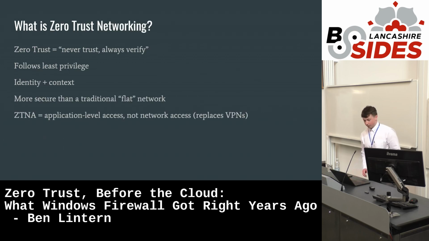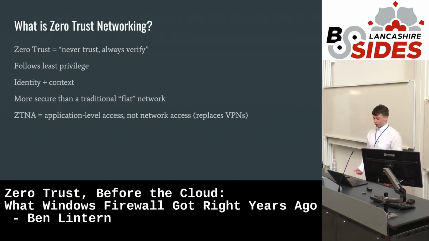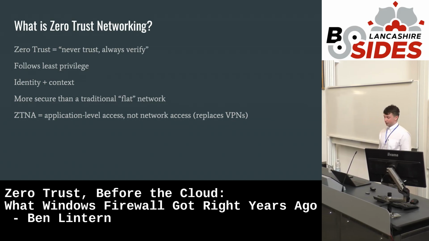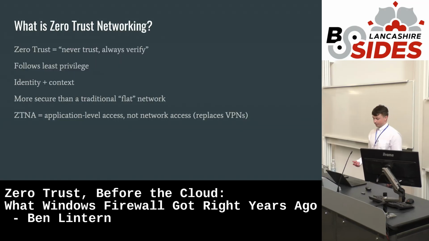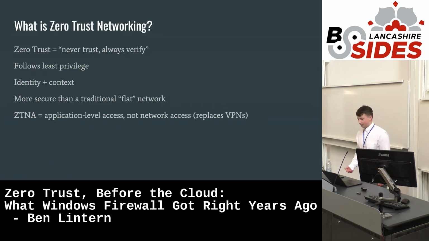So, what is zero trust networking? Start off with what is zero trust. It's a concept in security where we follow the rule of never trust, always verify. In the context of networking, just because you're within the network perimeter, like on the company network, you shouldn't be trusted to connect to whatever you want. It's verifying that the user and the device should have authorization to connect to the resource. Zero trust networking follows least privilege, factoring in identity and context.